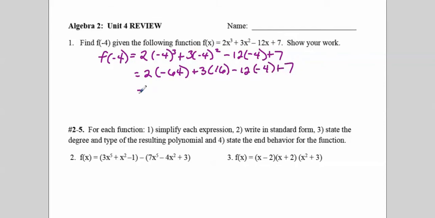Okay, and next we can multiply. So this gives us negative 128. Another 48, and 7, and these combine to give you negative 25.